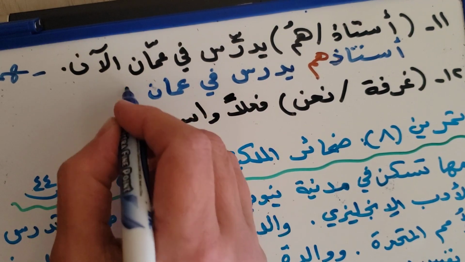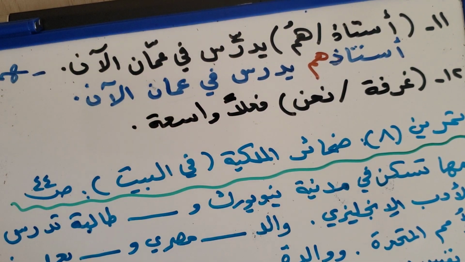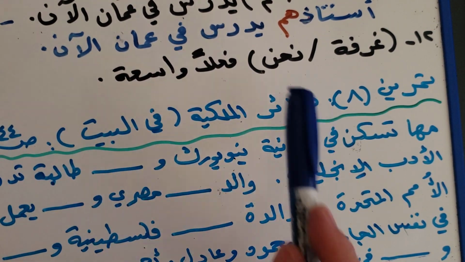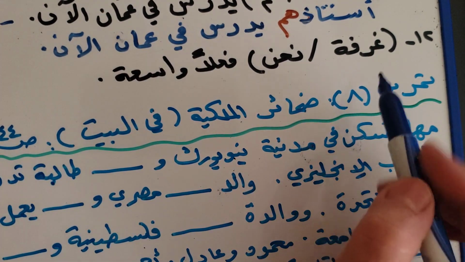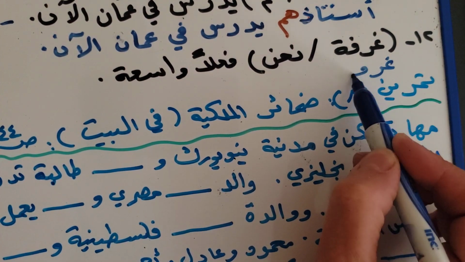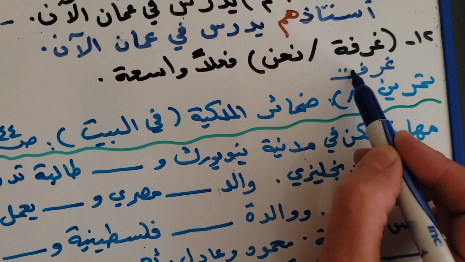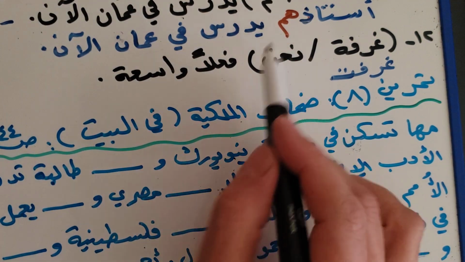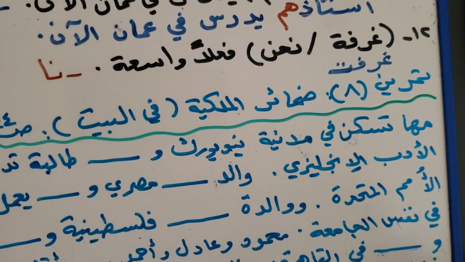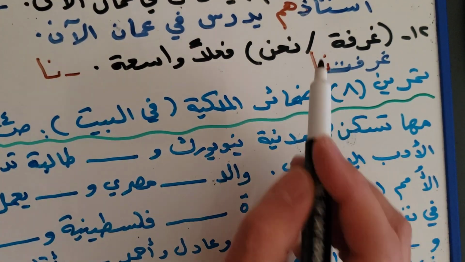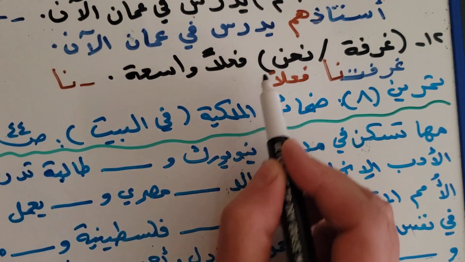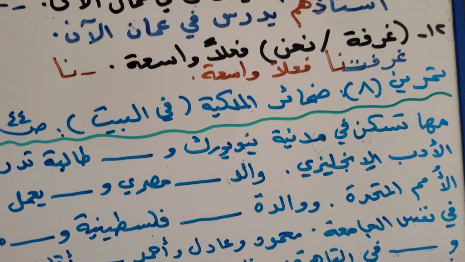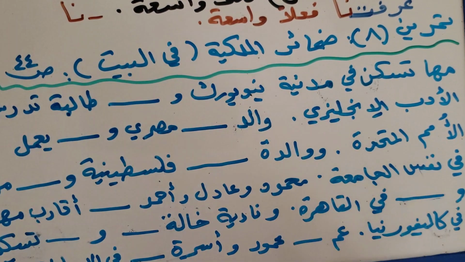right now. الآن. Okay. غرفة نحن فعلا واسعة. غرفة نحن. So basically our room, right? Again, there is a تاء مربوطة here. So we say غرفة. We make it into تاء مفتوحة. غرفة. And then we attach to it. Did you figure out what's for نحن? Yes, it's نا. So غرفتنا فعلا واسعة. Excellent.